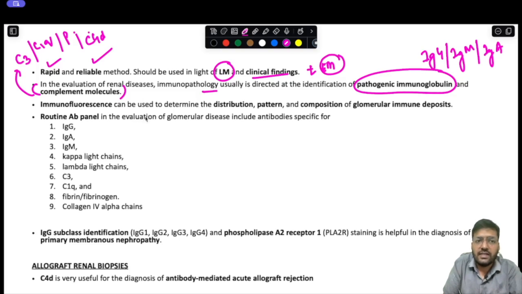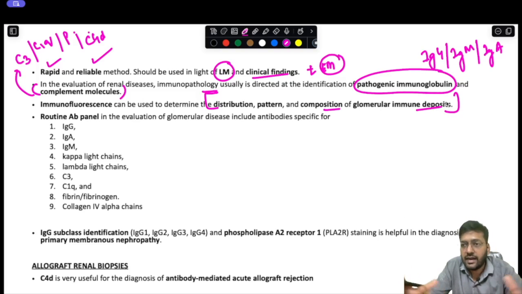So immunofluorescence can be used to determine the distribution pattern as well as the composition of the glomerular immune deposits. So wherever inside the kidney, now kidney has many different parts, right? Whether it is present inside the glomerulus or it is extraglomerular; inside the glomerulus, whether they are affecting the mesangium or the vessels or the glomerular basement membrane; what is the pattern, whether it is focal or diffuse or it is segmental or it is global.